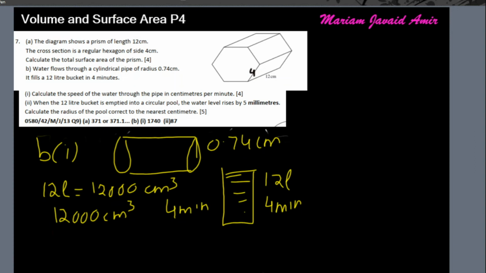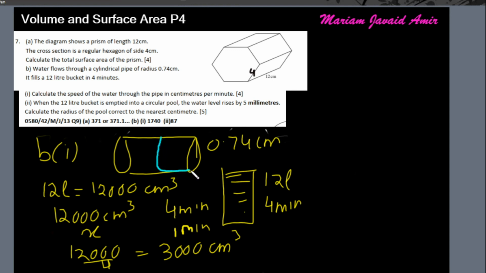Alright, so in 1 minute, how much volume will be filled? In 1 minute, 12,000 divided by 4 centimeter cube will be filled. So now this is the volume passing through the pipe in 1 minute. Let's say this much volume is passing through the pipe.